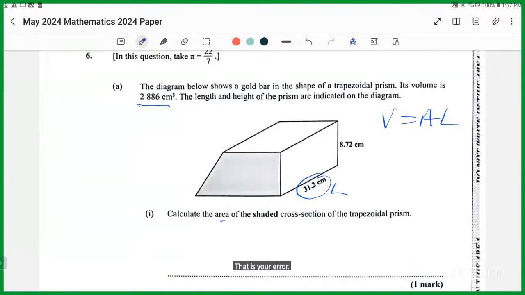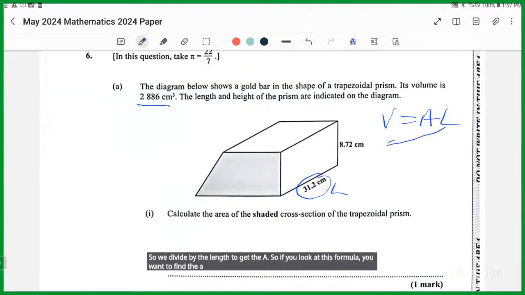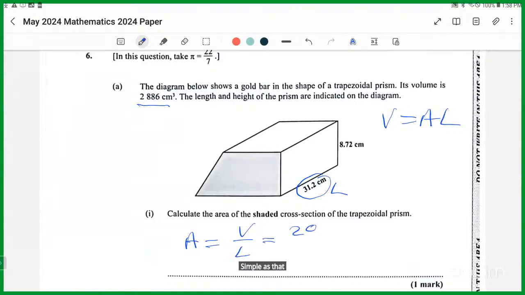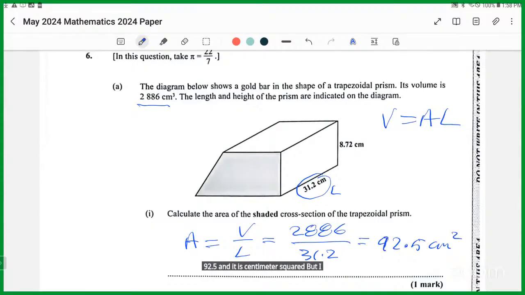The question asks us to calculate the area shaded, which is the cross-sectional area. It is the A in this formula. So we divide by the length to get the A. If you look at this formula, you want to find the A, so you divide by the length. So we can write that the end area, the cross-sectional area, is the volume divided by the length. Simple as that. The volume is 2886 divided by the length, which is 31.2. Whatever you get for that calculation is the answer. This is the length. What do you get for this? 92.5, and it is cm². Did you get that? Beautiful.